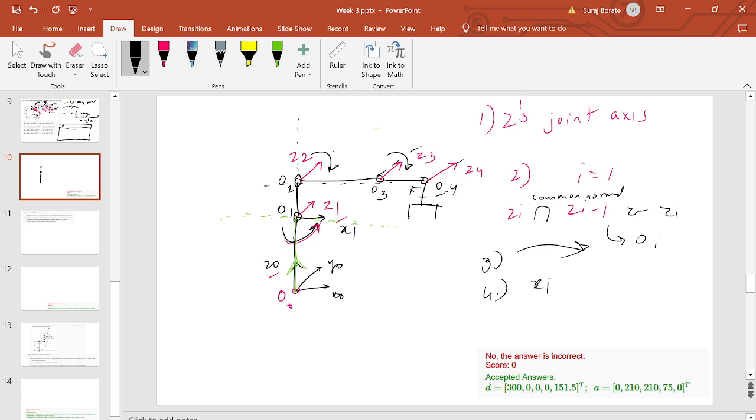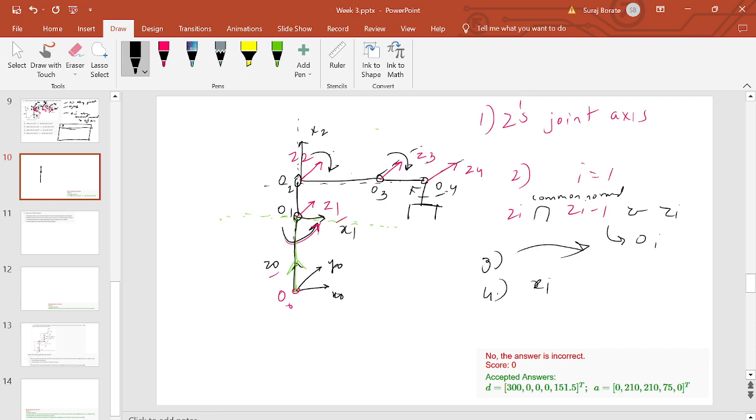Okay, and we write it like this. x2. Now O3 and O2 is there. And the common normal between Z2 and Z3 is along this line. So we have to put it perpendicular to the common normal or along the common normal. Along the common normal. So what is this?